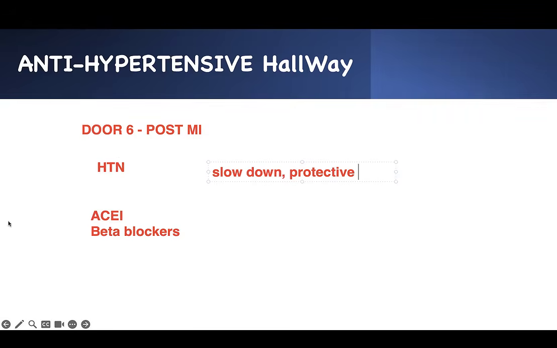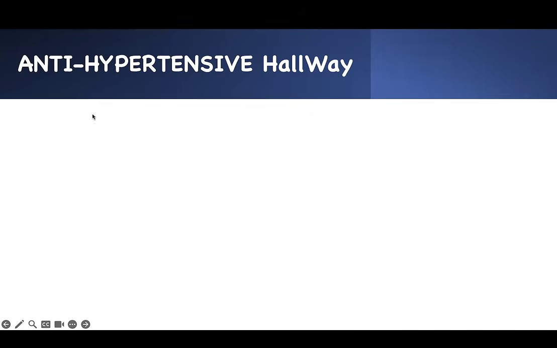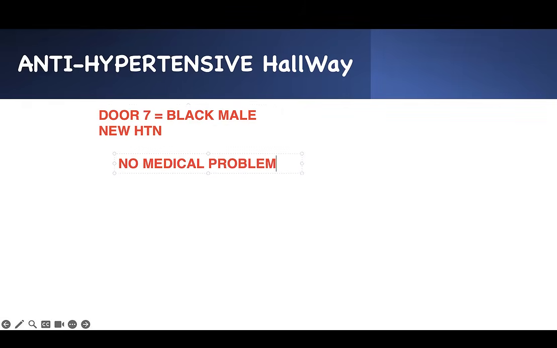Now, the patient that you went to in door 7 is a special one, and he's dear to me. He's a black adult, a black male, and he has a new onset of hypertension. What medication are you going to give them? This is a specific group of people. He has no comorbidities, no other medical problem. All he has is hypertension. What are you going to give them?